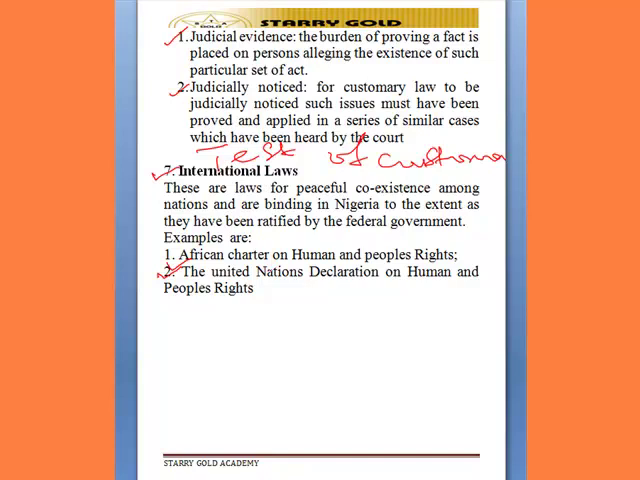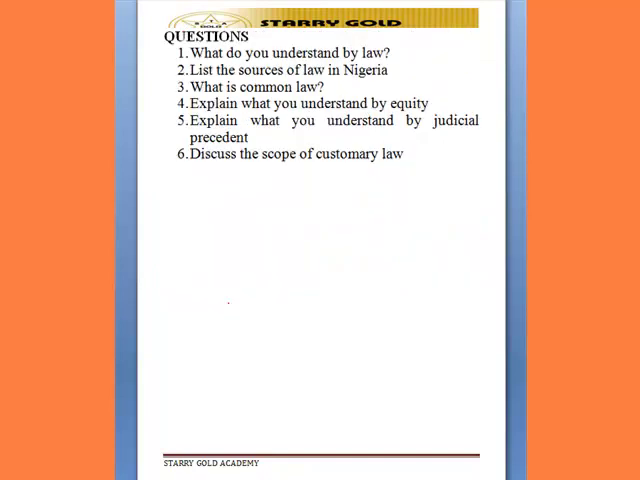Now that brings us to the end of this topic, law and the sources of law. And by that, I'm sure you'll be able to answer the questions listed below. For example, question 1: what do you understand by law? If you remember, I did mention that there is no generally accepted definition of law. But for the purpose of this study, law can be defined as the body of rules established to regulate the conduct of people living in a particular society, so that there can be harmony, peace, and justice.